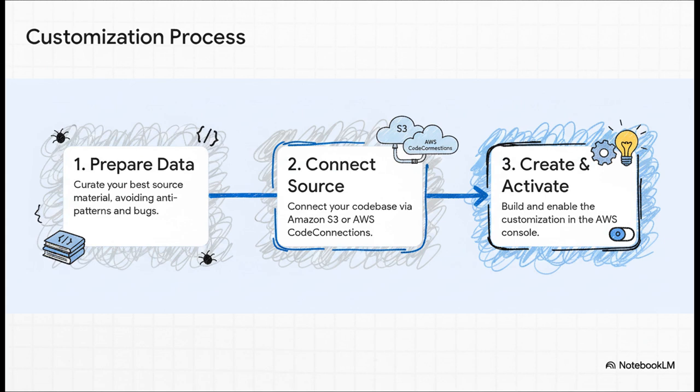First, you prepare your data. This means you curate your best code examples. Second, you connect the source. You just point Q to your code, whether it's in S3 or code connections. And then third, you just create and activate it. Literally, you build and enable the customization right there in the console.